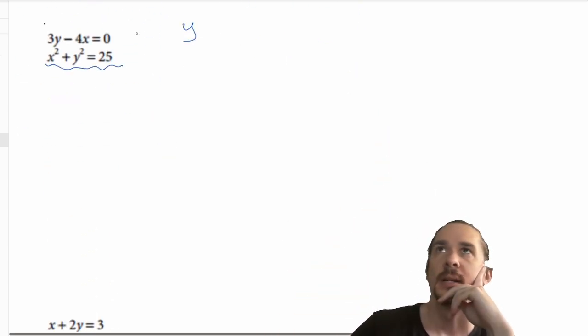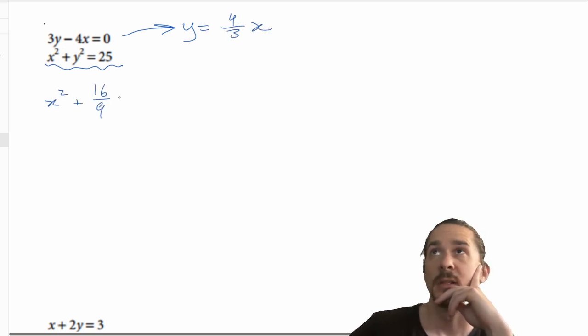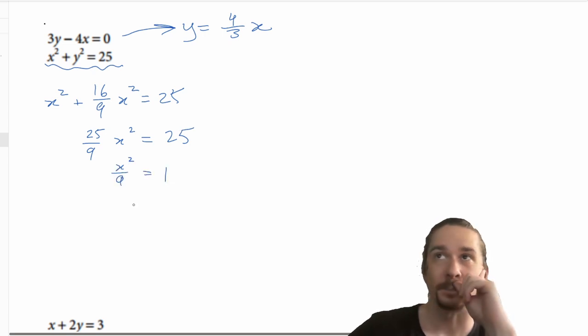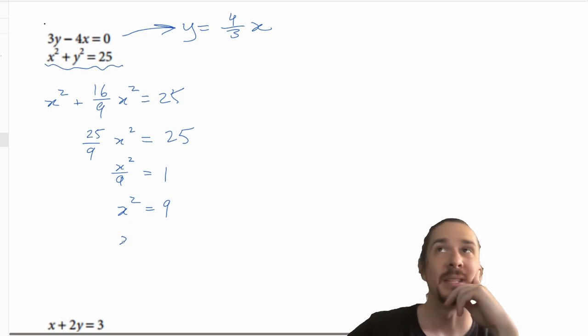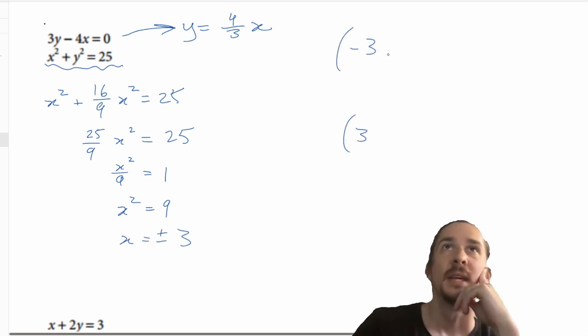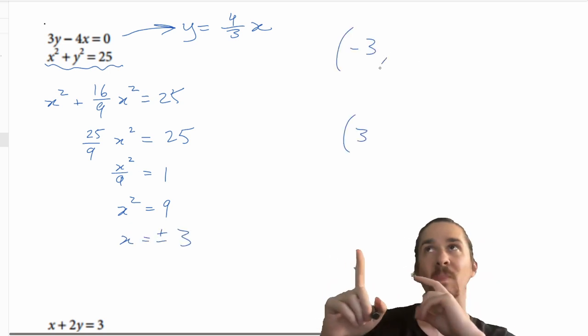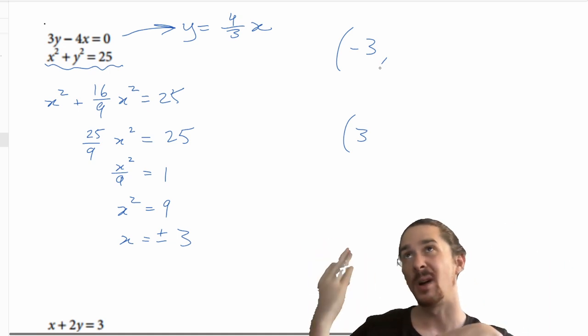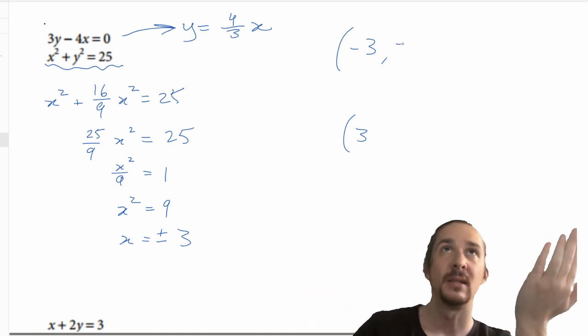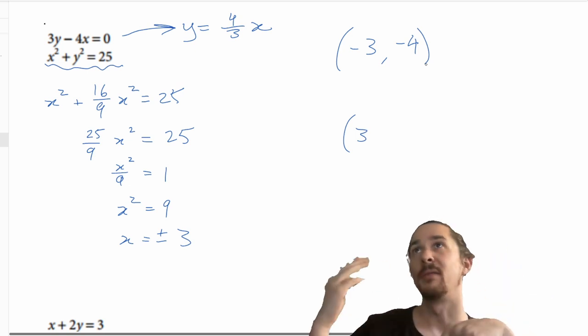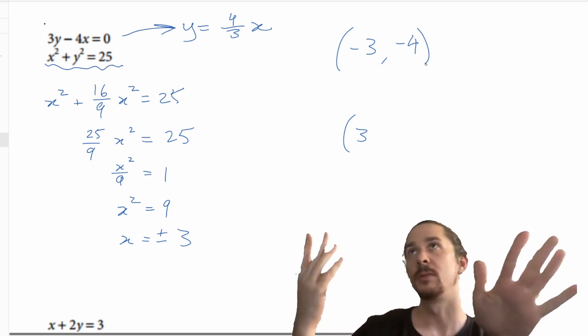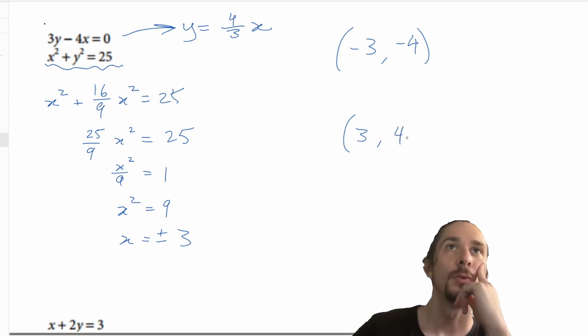Well, I can see that this is a circle with a radius of 5. How do I want to do this? y is 4 on 3x. So x squared plus 16 on 9x squared equals 25, which means 25 on 9x squared equals 25, which means x squared on 9 equals 1, which means x squared equals 9, which means x could be equal to plus or minus 3. If x is negative 3, then we have 3y plus 12 equals 0, which means 3y equals negative 12, which means y is negative 4. And if x is positive 3, we have 3y minus 12 equals 0, which means 3y equals 12, which means y equals 4. Let's graph this.